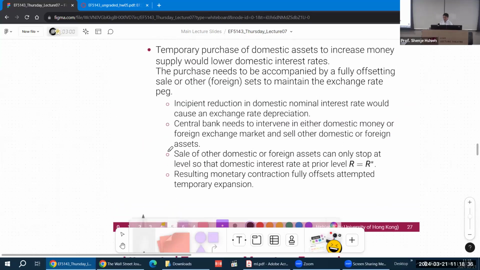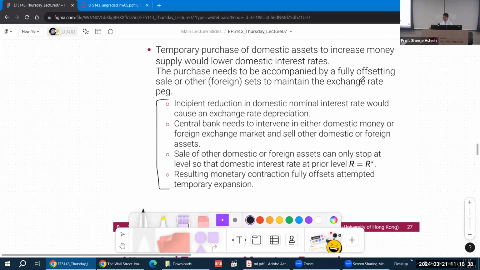Right, so this is the summary of what happens. I'm not going to read you through it because I think it's obvious. Again, what the central bank is doing is keeping interest rates the same. So any sort of monetary manipulation will change R, it will change R for sure. So you have to undo it all.